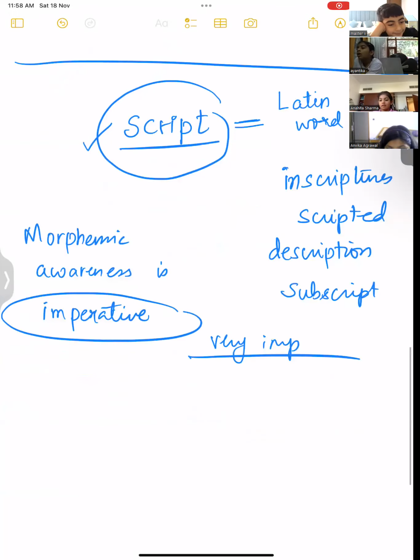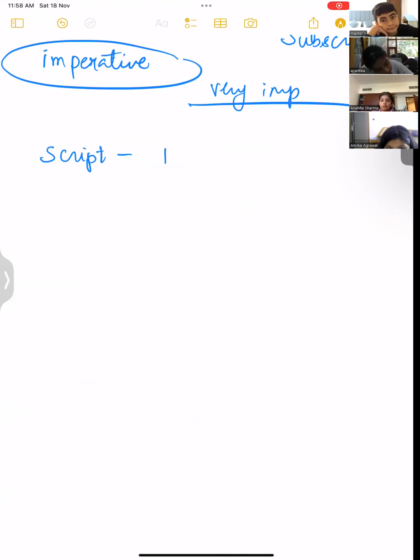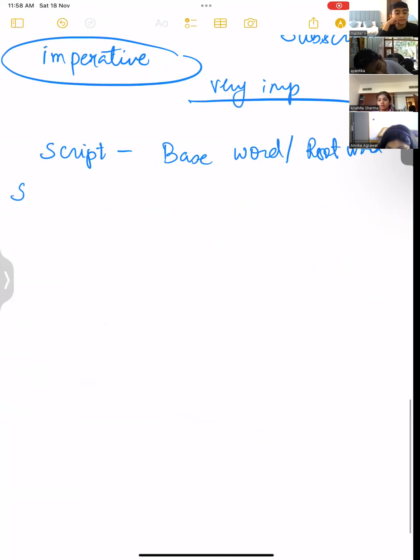Master V, let's start with this game. Everybody is going to get a chance. Okay. I'm just writing it again. We are doing script, which is the root word, which is the base word. Okay? Base word or root word. Now we will be adding a couple of suffixes and prefixes. Okay? It's going to be quite an interesting class.